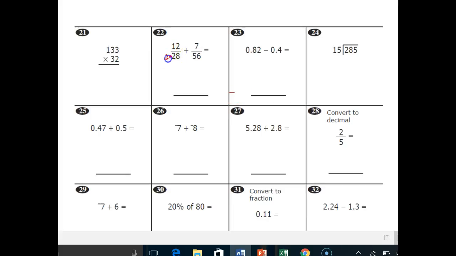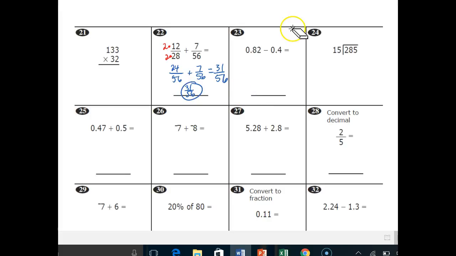Backside. Number 22, we have unlike denominators, so we need to find common denominators. How do we do that? Multiply by 2, multiply by 2. What do I get? I get 24 over 56 plus 7 over 56. I now have common denominators, so I can just add across. 24 plus 7 is 31 over 56. So that is your answer, 31 over 56.